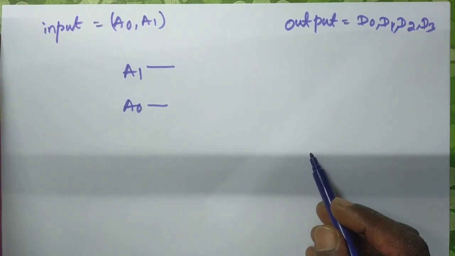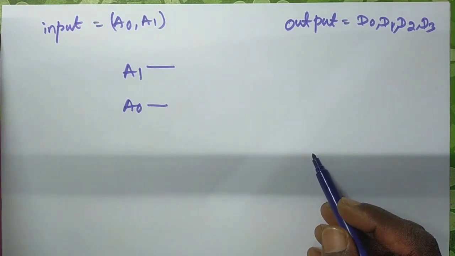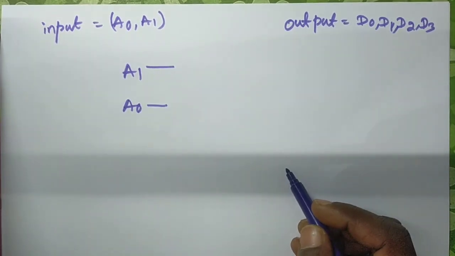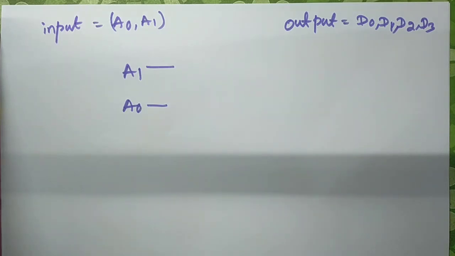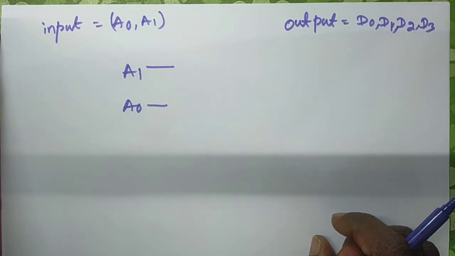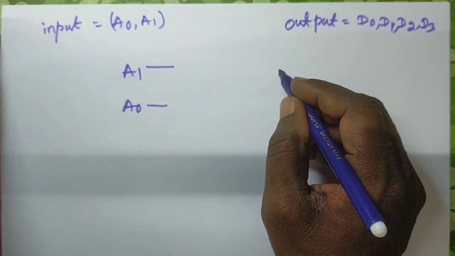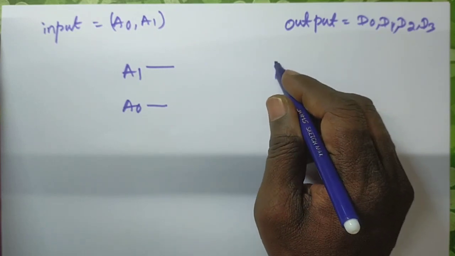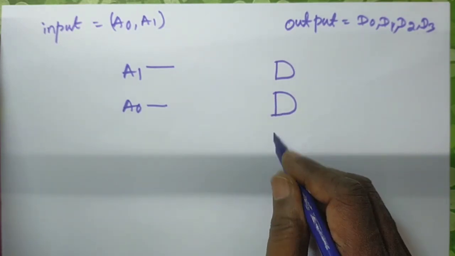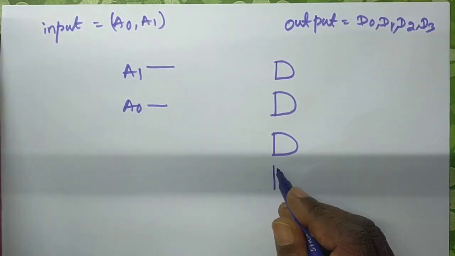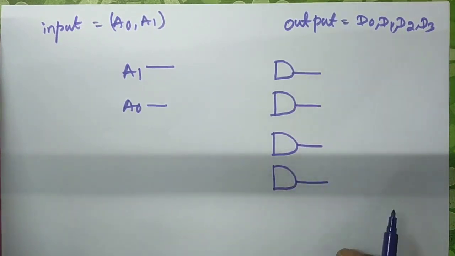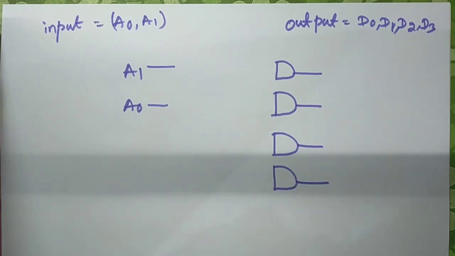How will these 4 outputs of the decoder be designed? It is based on two inputs, and we will design this decoder using AND gates. Now you see, in a very simple way, we will consider 4 AND gates like this. This is the AND gate, and each AND gate provides one of the 4 outputs.